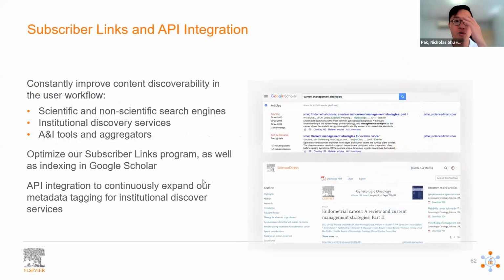Some of you will be able to access subscriber links, right? So if you're looking for, say, current management strategies or topics on Google, sometimes it will link you to the articles over on ScienceDirect itself. But I would encourage everyone to try reading and accessing content on ScienceDirect and Scopus directly as well.